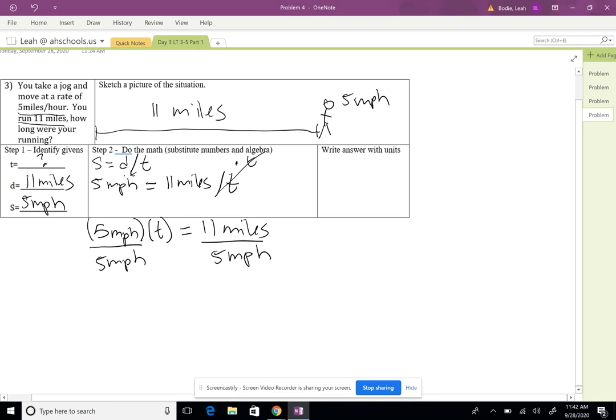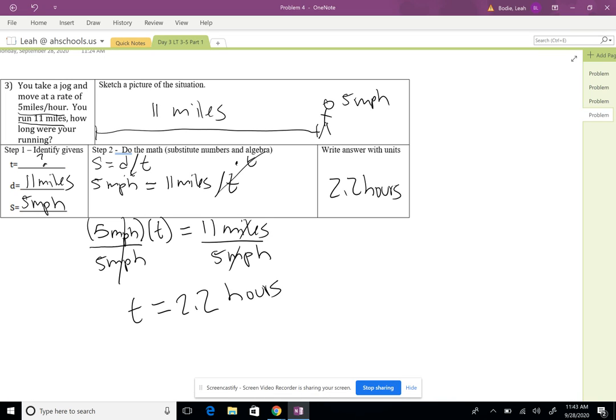Excuse my dog. We cancel out our miles here, and that cancels out. So we get our time to be 11 divided by 5 is 2.2 hours. And so that is our time there. So that is how we do some of these calculations with our speed equals distance divided by time.